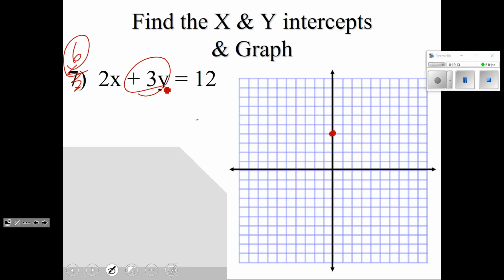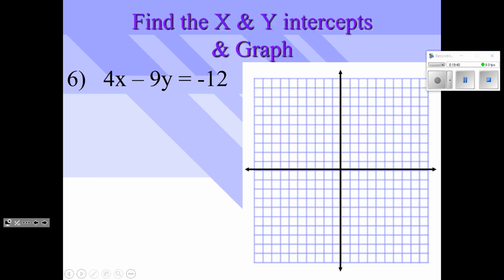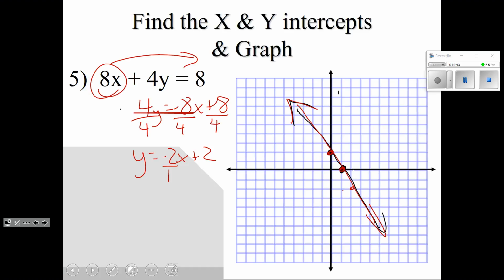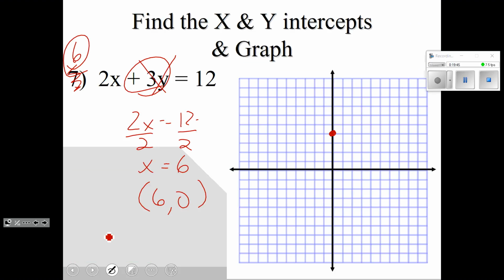If I plug in 0 here, what happens to all this? I'm waiting for somebody to do it with me. Poof! Thank you. What are you left with? 2x equals 12. So if I divide by 2, what's x? 6. So what's my point? X is 6. What was the y again? 0. So if x is 6, that's your x-intercept. Oops. And so I'm going to go to the right 6. And so now you have your line.